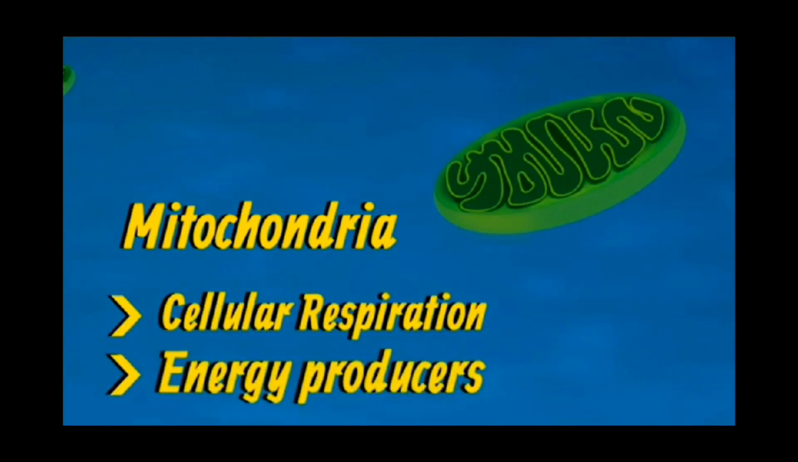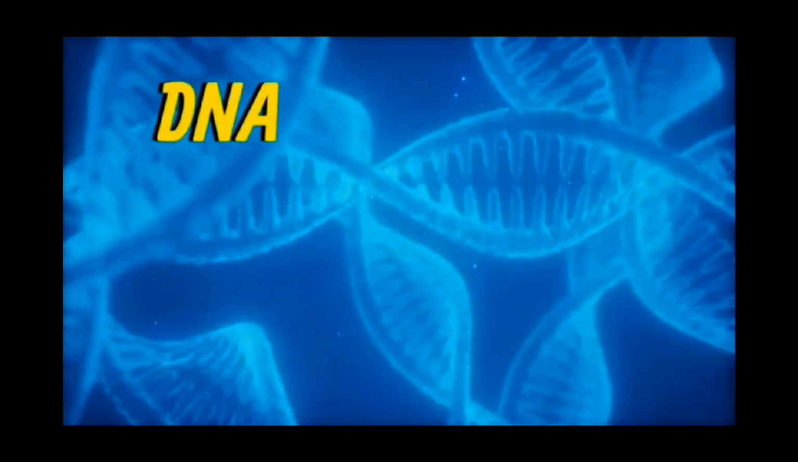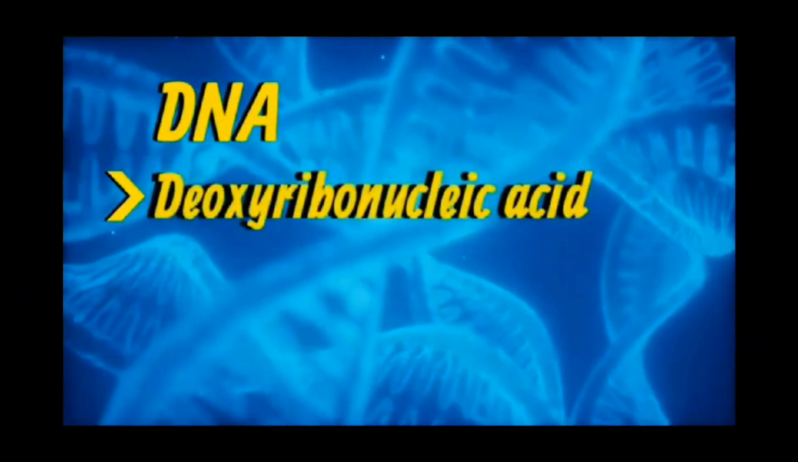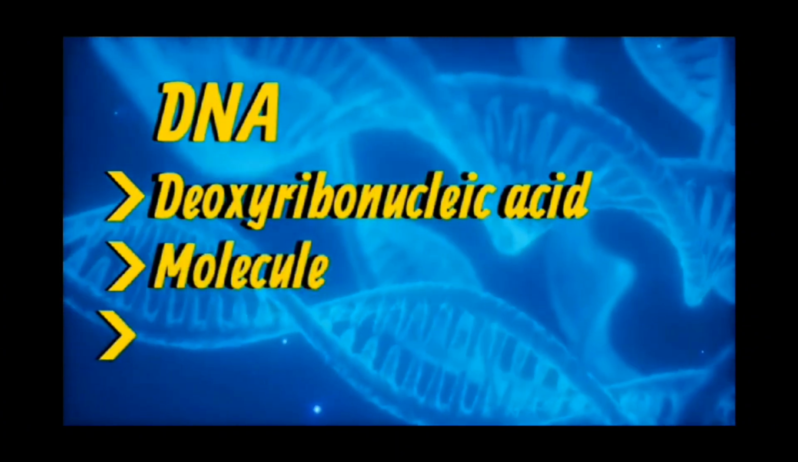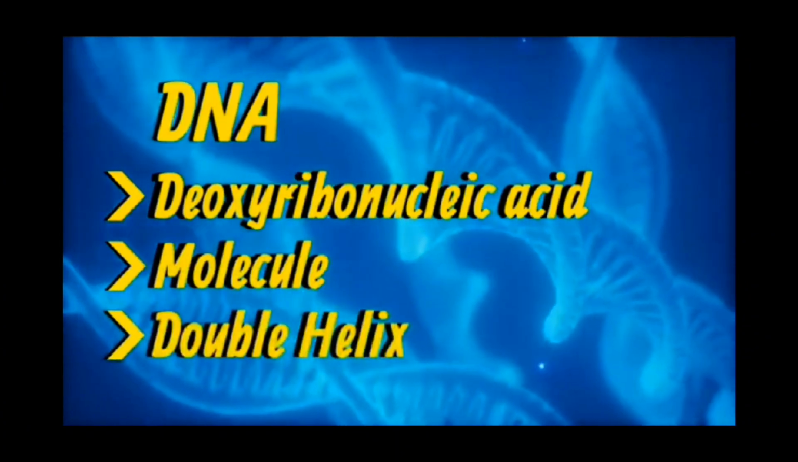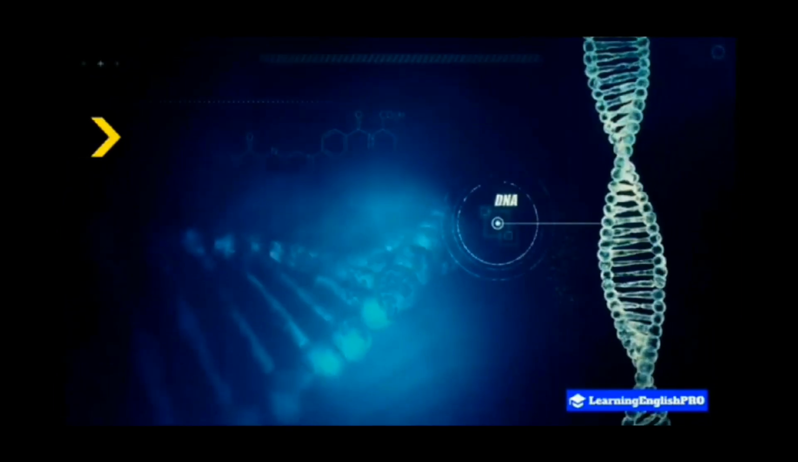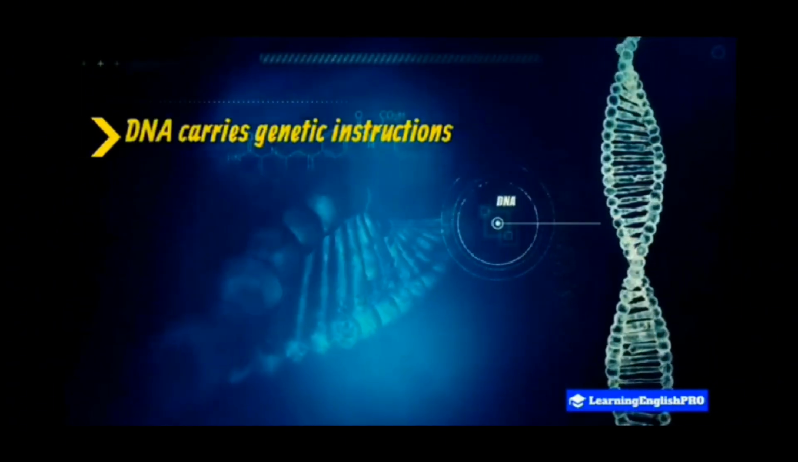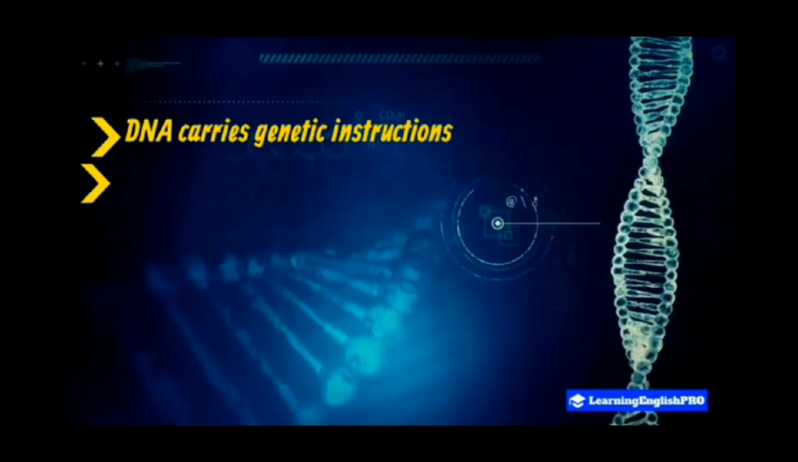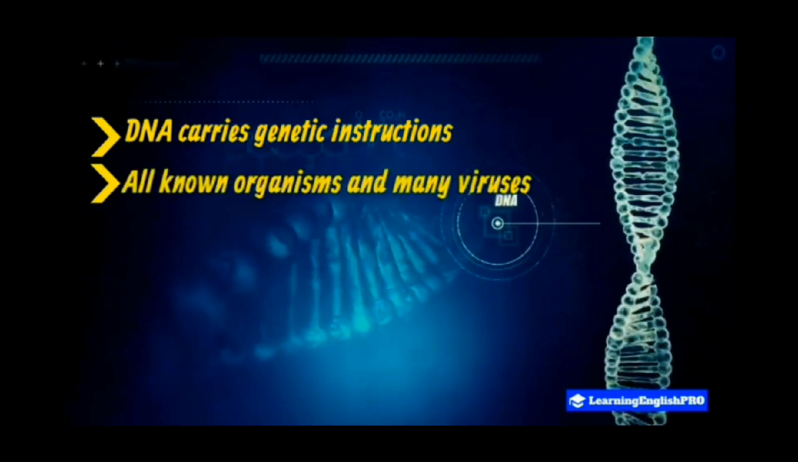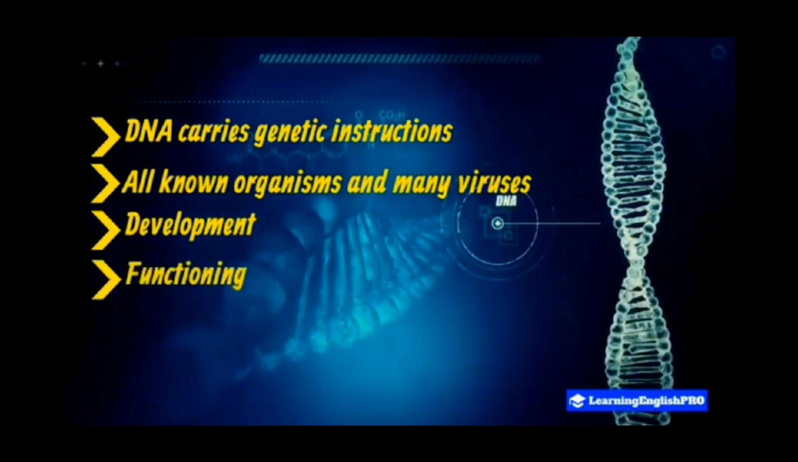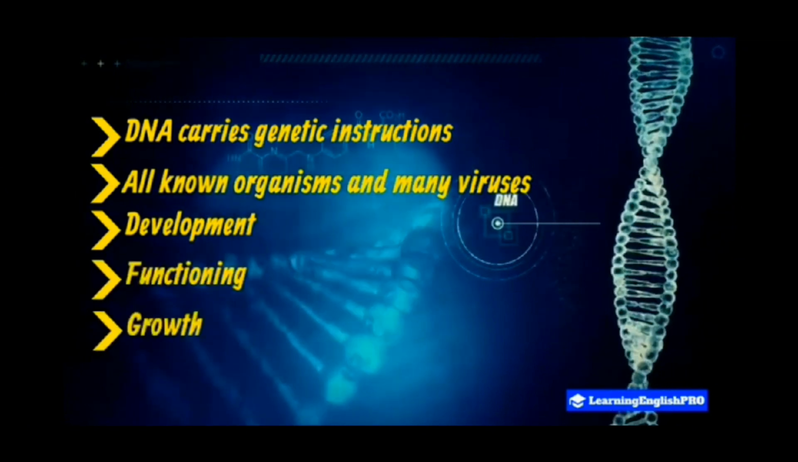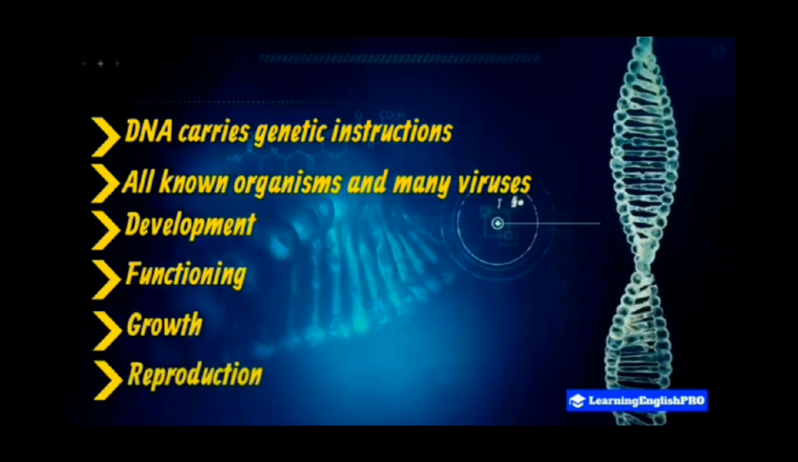I'm sure you've heard of the next part of the cell, DNA, also known as deoxyribonucleic acid. DNA is a molecule which takes the shape of a double helix. DNA carries genetic instructions and can be found in all known organisms and many viruses. DNA is essential for development, functioning, and also growth, and for reproduction.